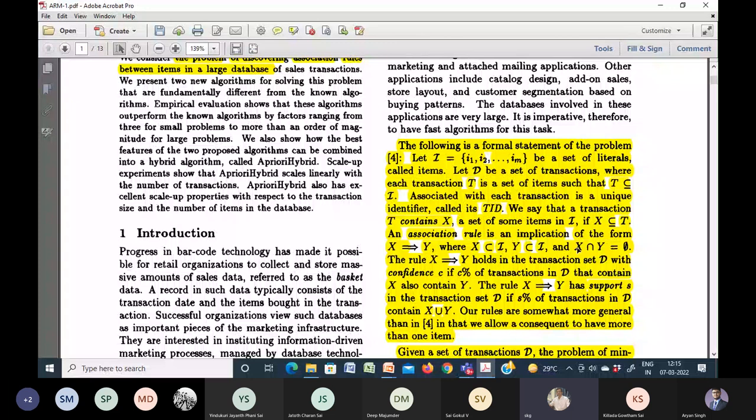So that's why we say the rule X implies Y holds in the transaction set D with a confidence C if C% of the transactions in D that contain X also contain Y. That means if in C% of the cases it contains, say, bread, it also contains butter and jam, or butter and coffee. And X implies Y has a support in the transaction set D if 8% of the transactions in D contain X union Y.